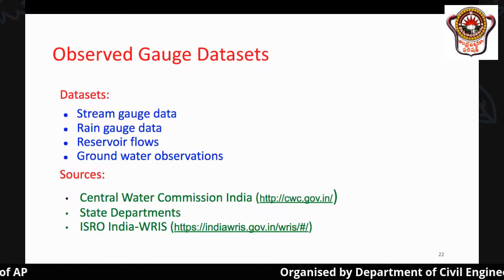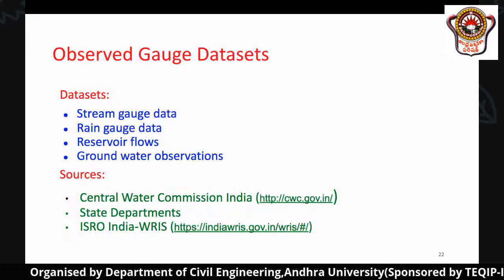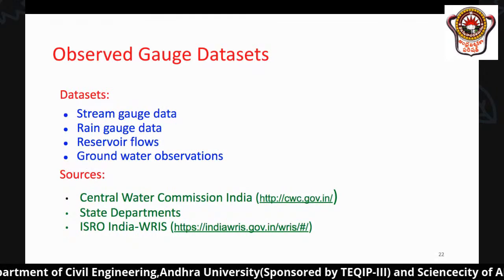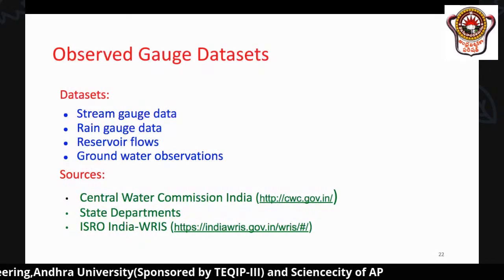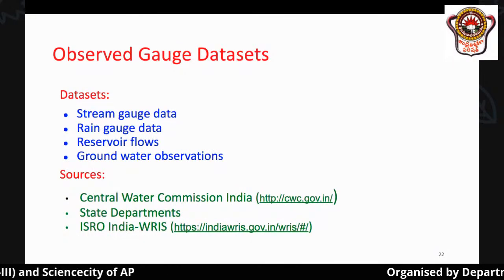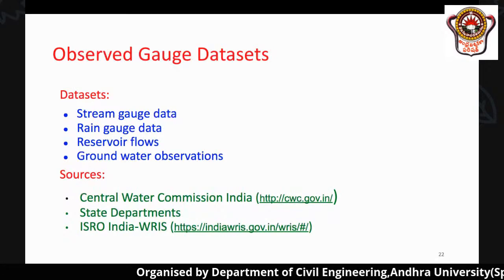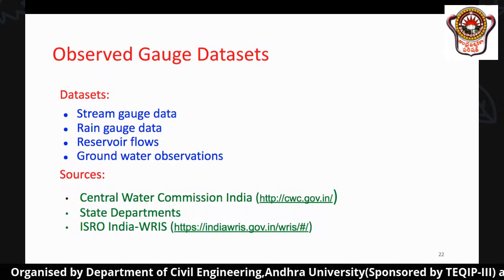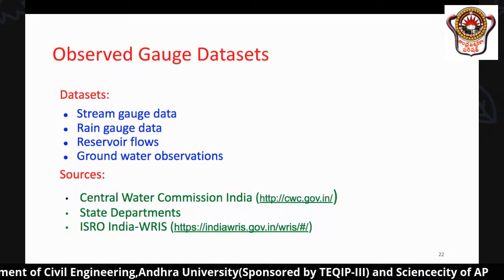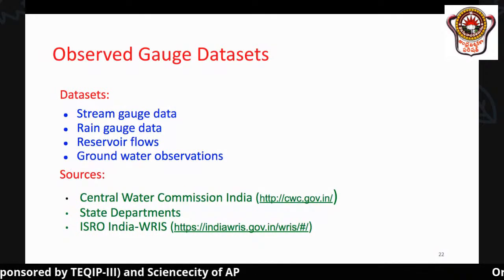Even State Departments are collecting data. Nowadays there is also a very important website, also called a repository, India-WRIS, the India Water Resource Information System. In this database, you can have complete information about the basins, watersheds, and their input databases, and most data sets. You can download from the source itself.